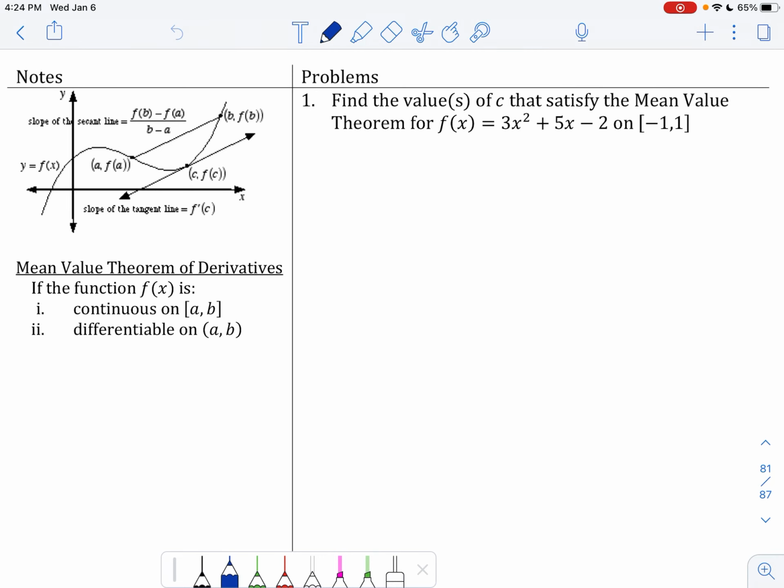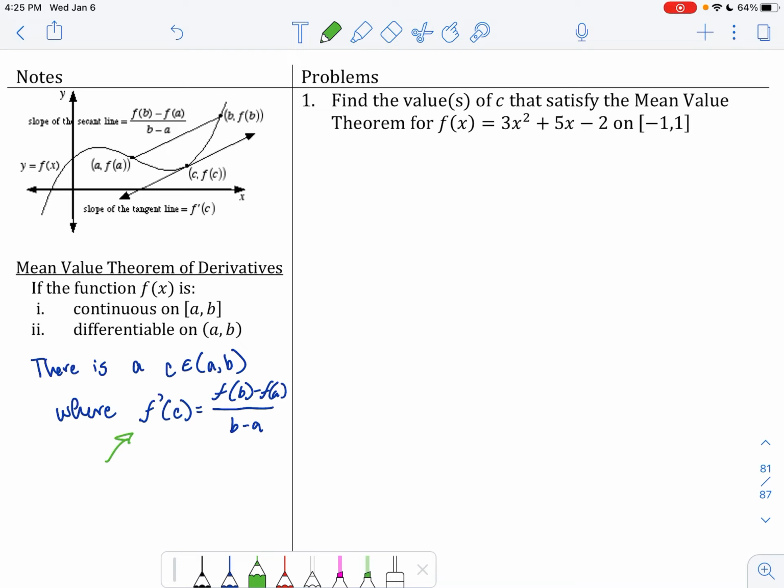So what we'll say is that there is a c that is in the interval from a to b. So that's how we'd write it. There's a c in between a and b, where f prime of c is equal to f of b minus f of a over b minus a.